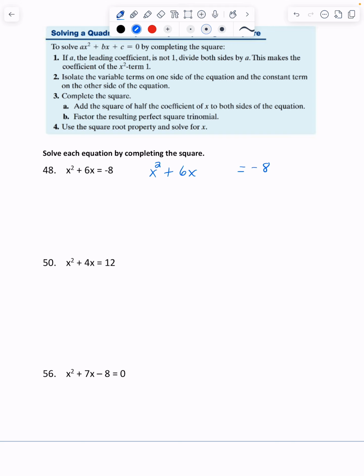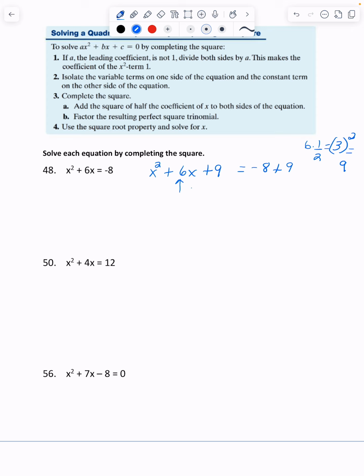I'm going to take half of the middle term. So I take the middle term and I multiply by 1/2. 6 times 1/2 is 3. You take half and you square that. So 3 squared is 9. And you're going to take that result and add it to both sides. Half of your middle term, half of 6 is 3. Square that, 3 squared is 9, and you add it to both sides.